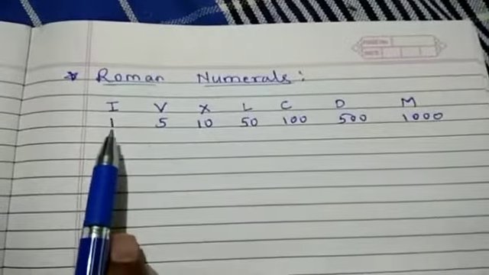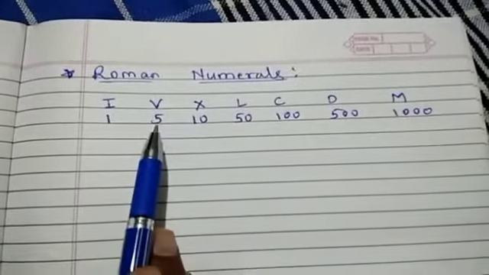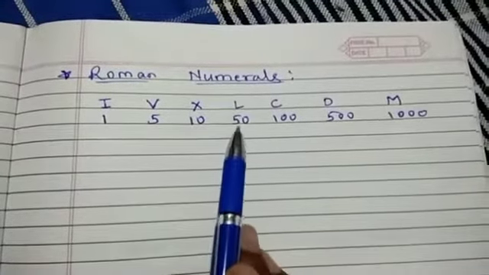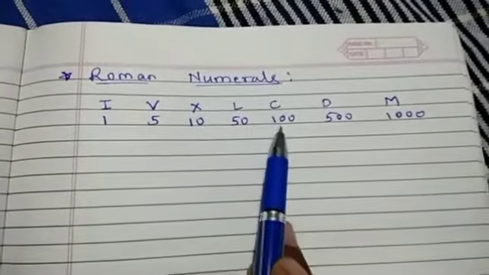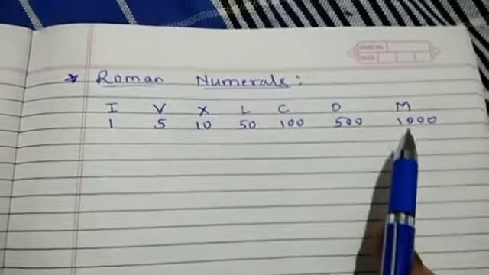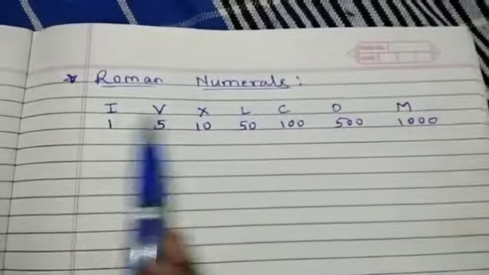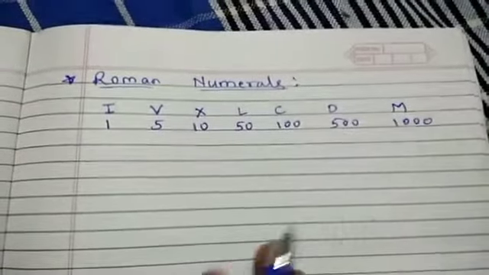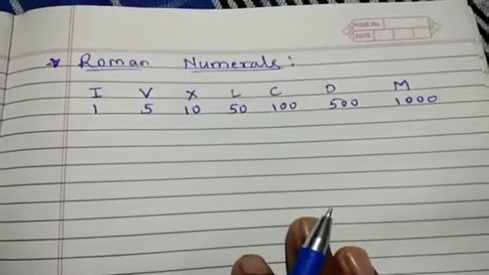Okay, in that I means what? 1. V means what? 5. X means what? 10. L means what? 50. C 100. D 500 and M means 1000. Okay, these symbols I, V, X, L, C, D and M only we are going to use to form uncountable numbers by using Roman numerals.